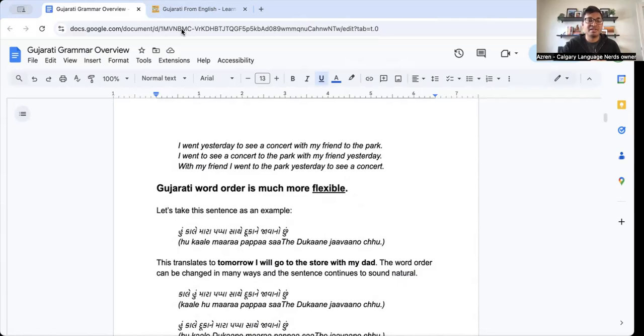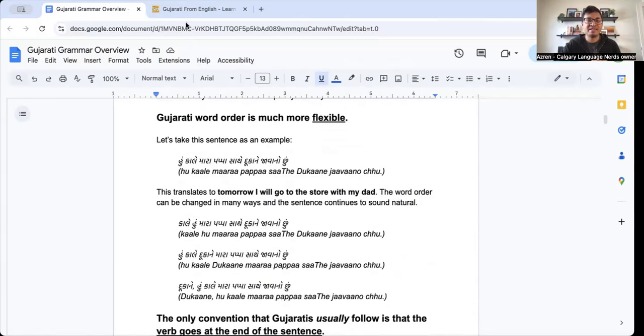If we take the following sentence below as an example, હું કાલે મારા પપ્પા સાથે દુકાને જવાનો છું, right? This translates to tomorrow I will go to the store with my dad. The word order can be changed in many different ways, and the sentence still sounds very natural.